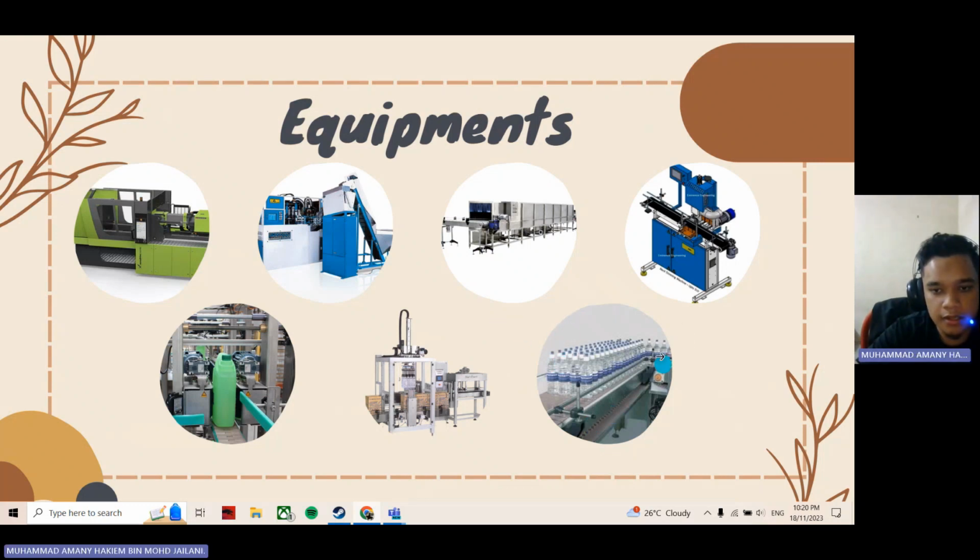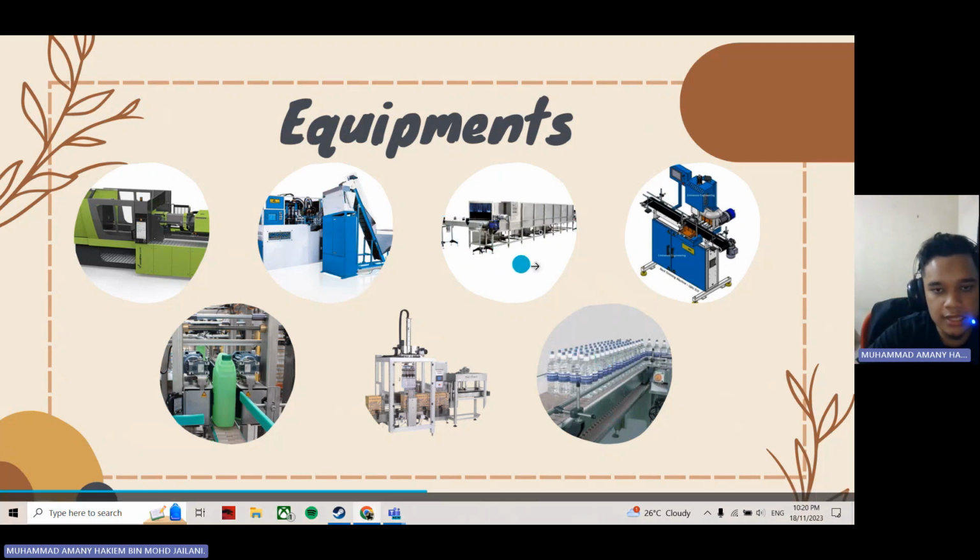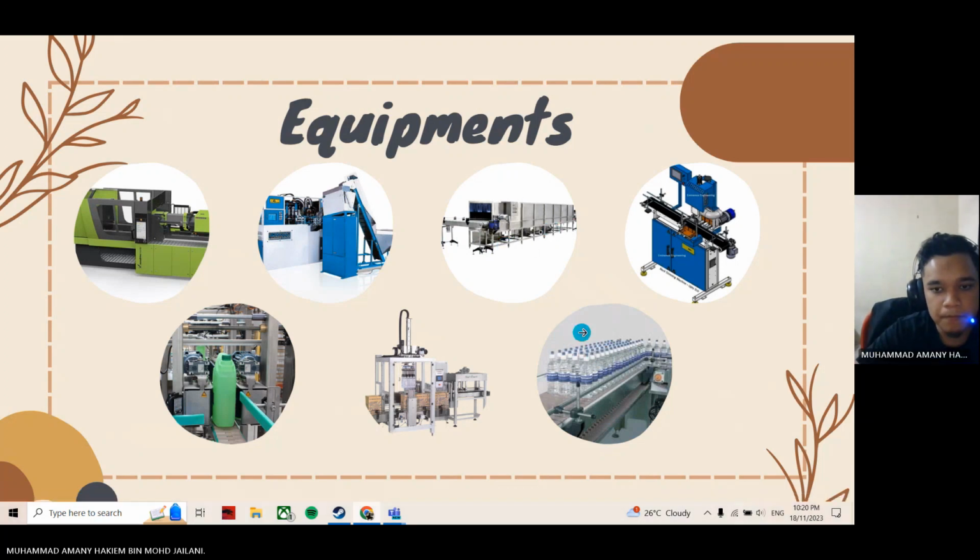For the last equipment, it's conveyor and handling equipment. The purpose is to transport bottles between different stages of production. For example, after the bottles got heated in this machine, they get transferred with this machine to the next machine. Okay, that's it for the equipment.